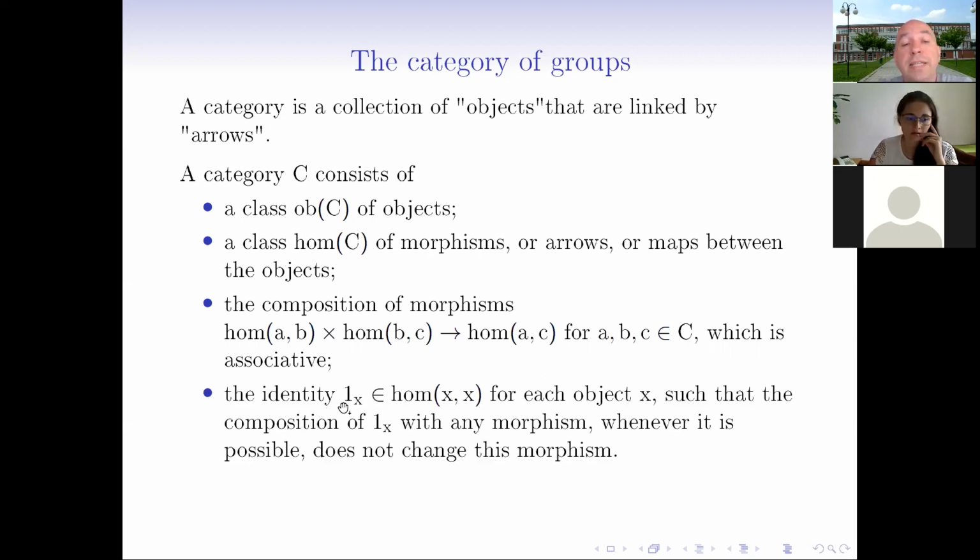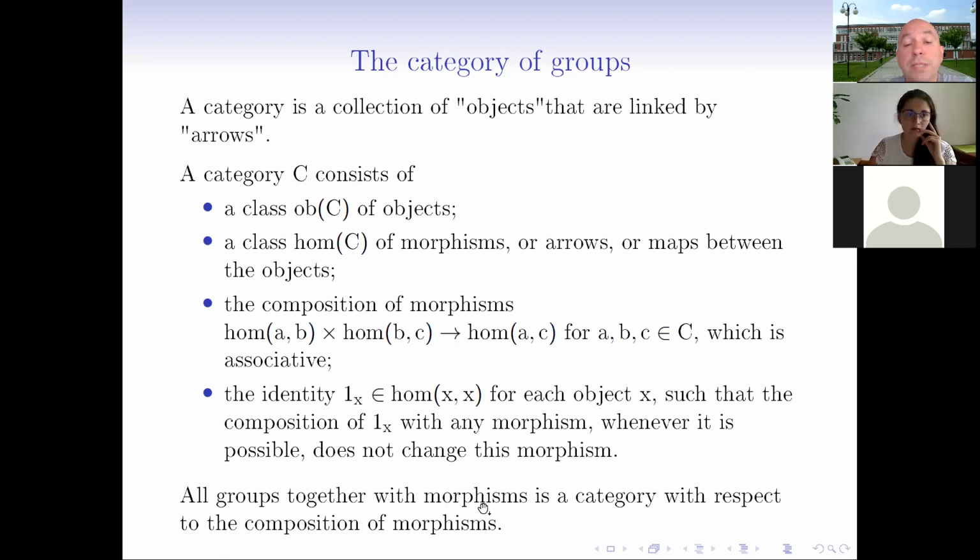And then also the identity, but the identity is not unique. It's unique for each object, and it's a morphism from X to X. And the composition, whenever it's defined, of the identity 1_X with any other morphism is again the same morphism, it does not change. So it looks like the usual identity, but it depends on the object.